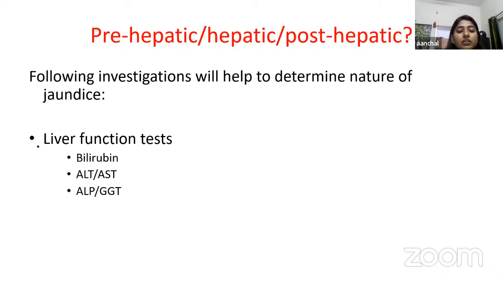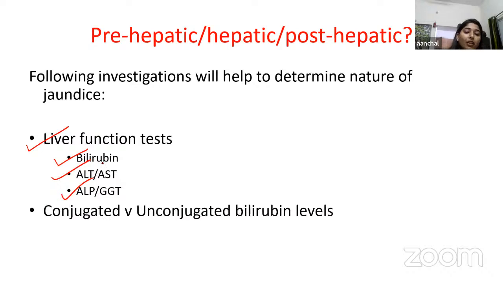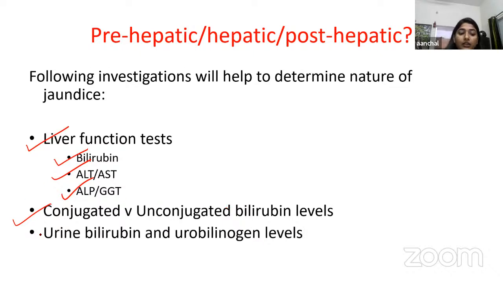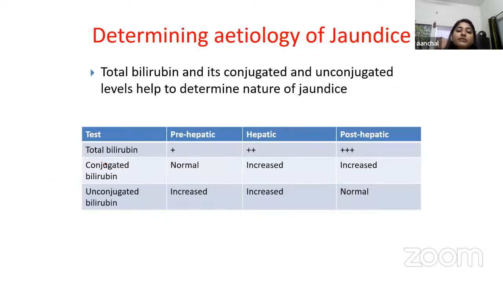Then for investigation, we have liver function tests in which we test the level of bilirubin. Also, we test for various enzymes like ALT, ALP. Then we also test for the level of conjugated and unconjugated bilirubin. Then urine bilirubin or urobilinogen level also gets tested in case of jaundice. As we have discussed, in prehepatic, total bilirubin will increase, conjugated will be normal, and unconjugated will be increased. In hepatic, total will be increased, and conjugated and unconjugated both will increase. And in post-hepatic, total bilirubin will increase, conjugated will increase, but the unconjugated will be found normal.